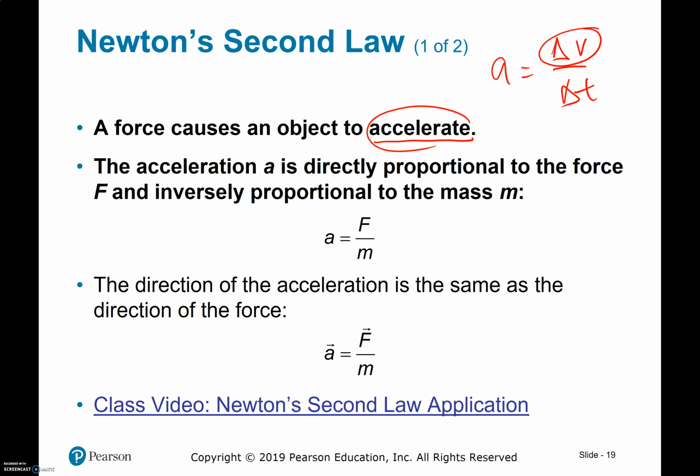So Newton's second law says that the acceleration produced by a force is proportional to the force, and inversely proportional to the mass. What does that mean? Well, the more force you apply, the more acceleration. The more mass an object has, the less acceleration. That's basically what it means. These are vectors, so the acceleration is a vector, the force is a vector, and they have the same direction.